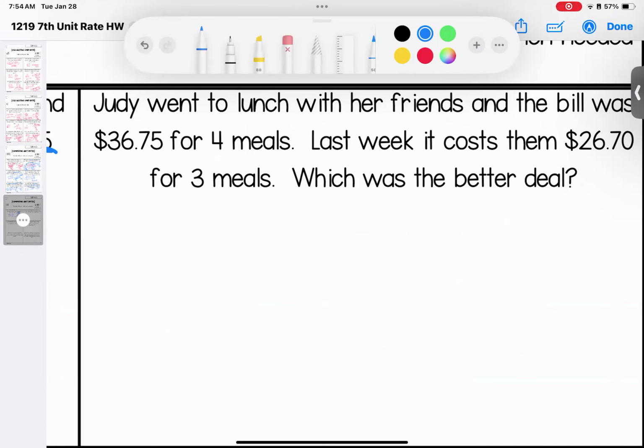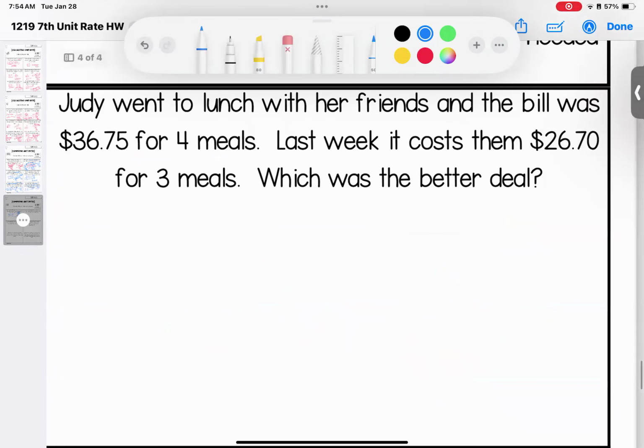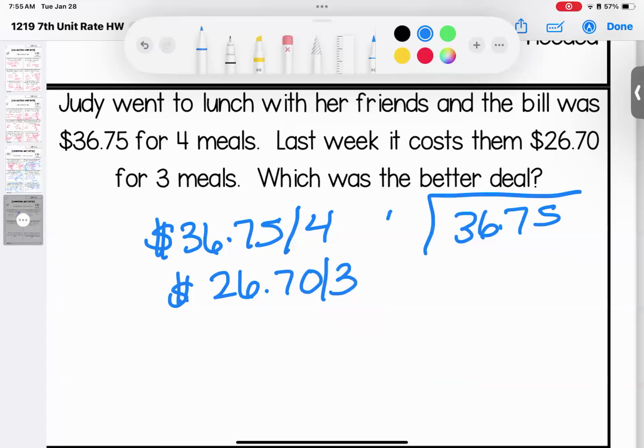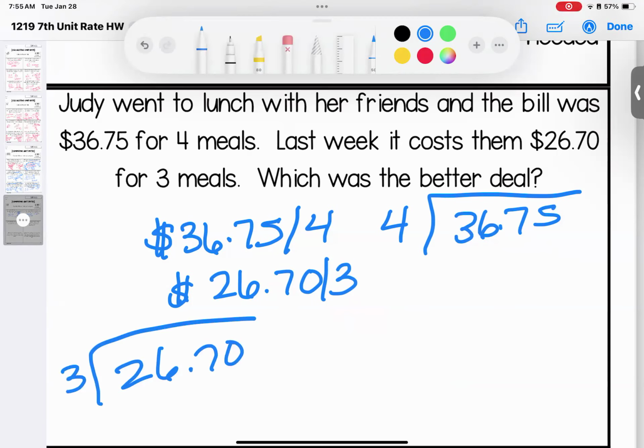All right. Judy went to lunch with her friends, and the bill was $36.75 for 4 meals. Last week it cost them $26.70 for 3 meals. $36.75 for 4 or $26.70 for 3.